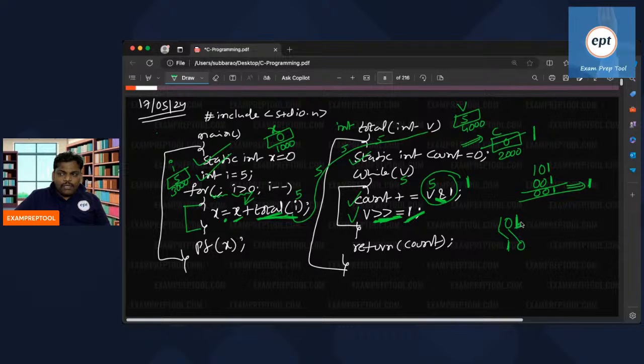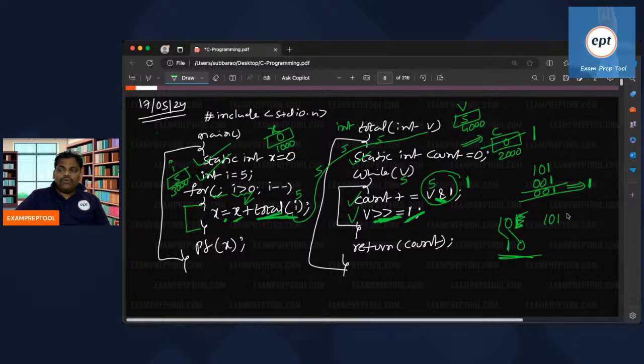This person will be out when you do one right shift, right? See this one. First, the LSB will go out. The next LSB, the second LSB, will go to the first place. The third LSB will go to the second place. Like that, all will be shifted one position right. So remember, 101 becomes 10.